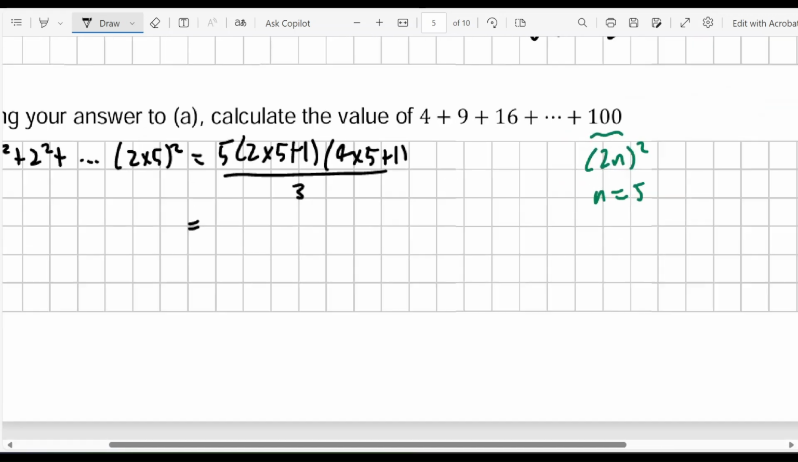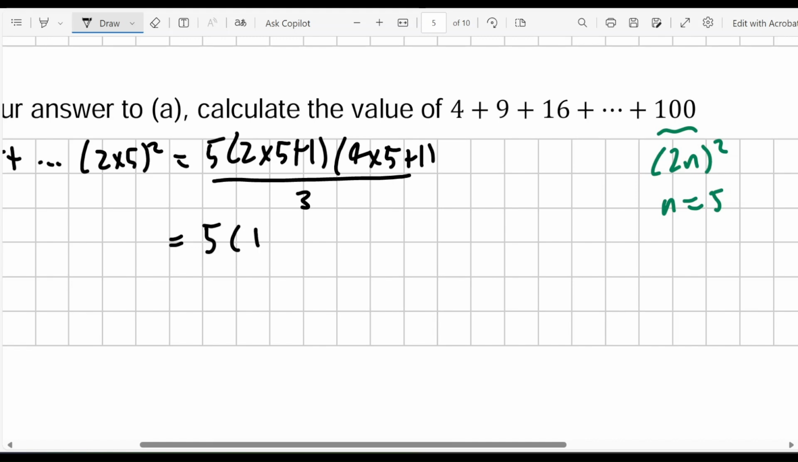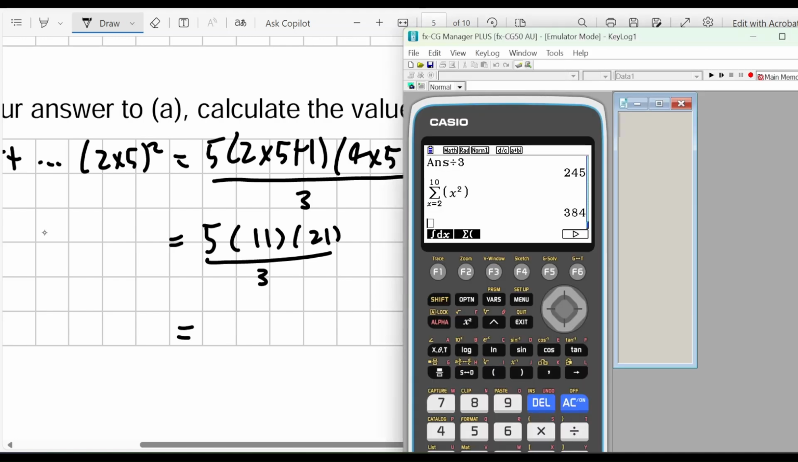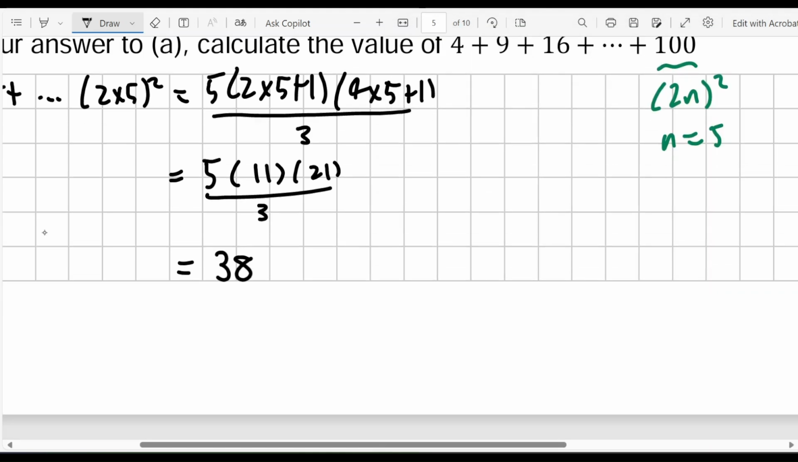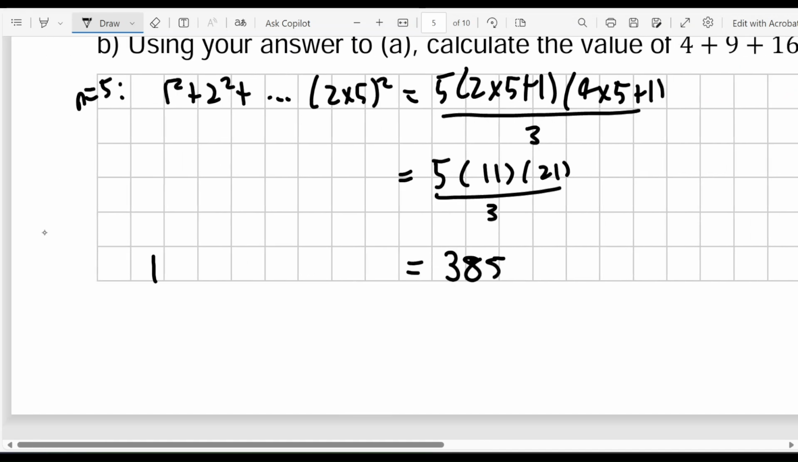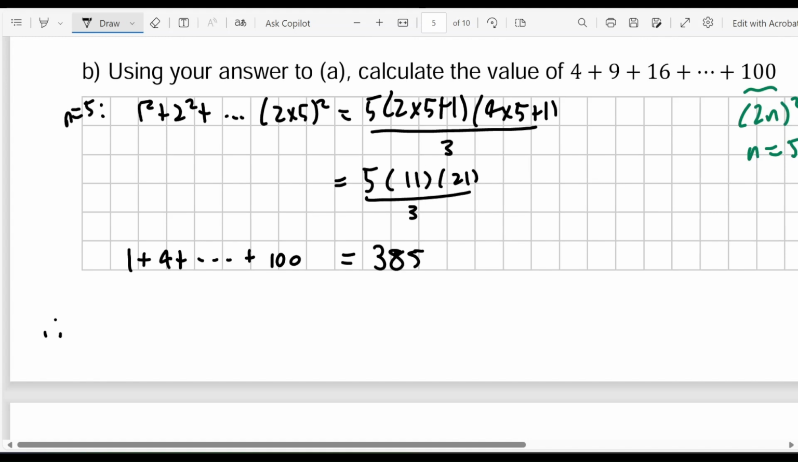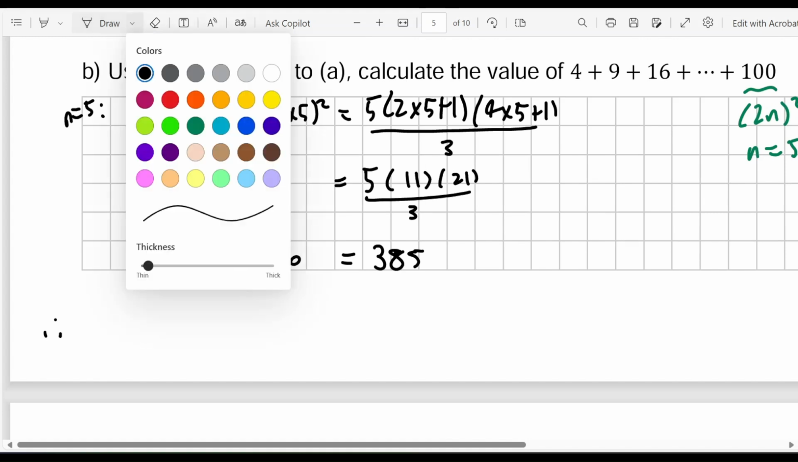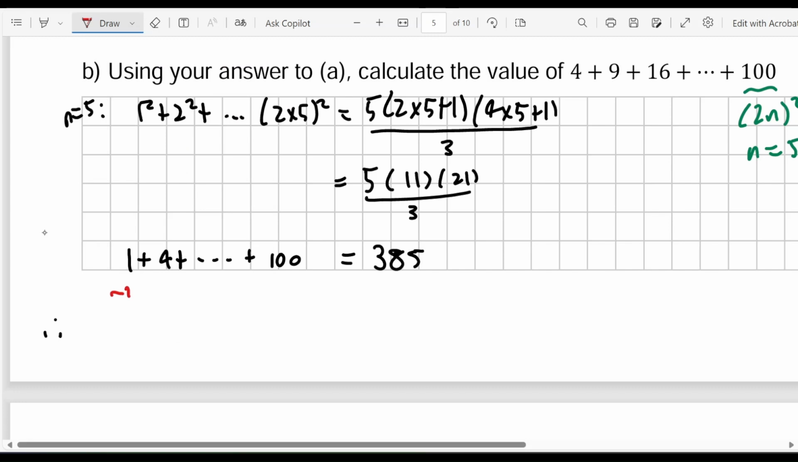All right, now this gives you 5 times 11 times 21, all over 3. And that absolutely is something you can just work out on your calculator. All over 3 gives you 385. And then that would be 1, 4, and all the way up to 100 is 385. Therefore, the sum we actually want only starts at 4. It doesn't include the 1, but we can just take 1 off both sides. Take 1 and take 1. So you're going to get 384 over here. And on the left, we've got the sum that we want.